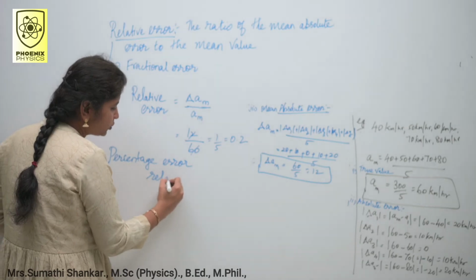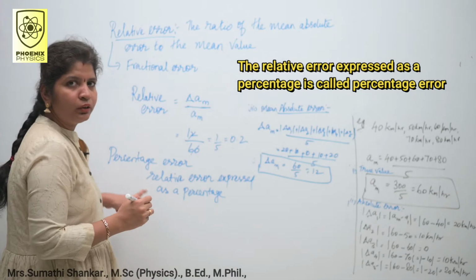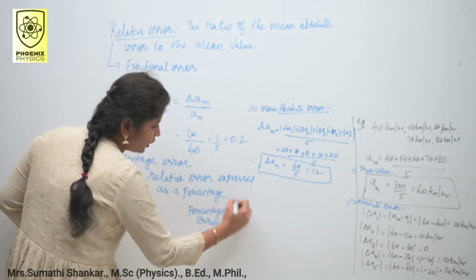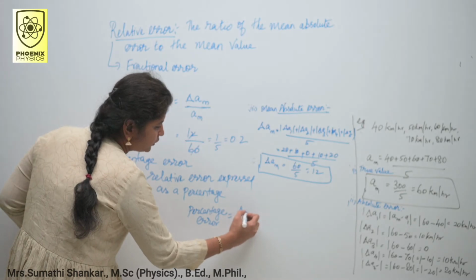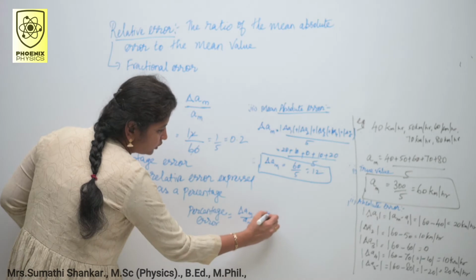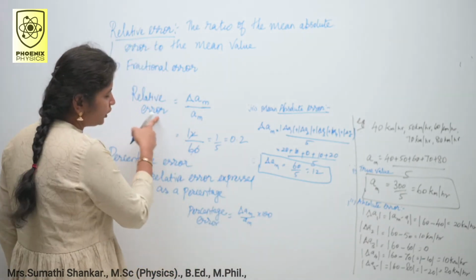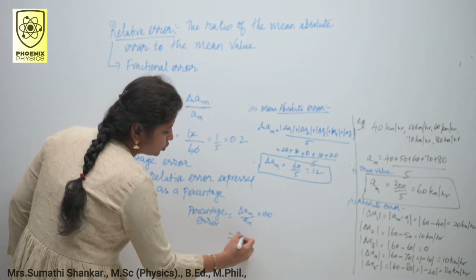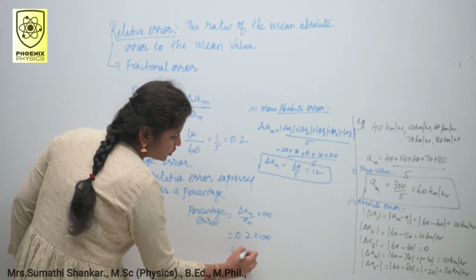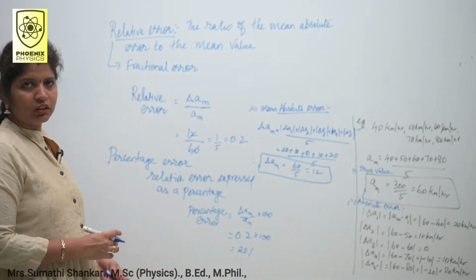Next one is percentage error. Relative error expressed as a percentage is percentage error. How do you calculate percentage error? Percentage error uses the same relative error formula, that is delta AM divided by AM into 100. That's all. Here what is our relative error? 0.2. So 0.2 into 100 means 20 percent. Our percentage error is 20 percent.